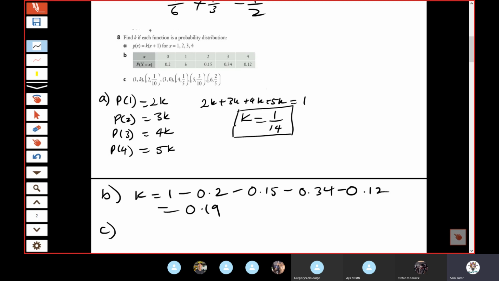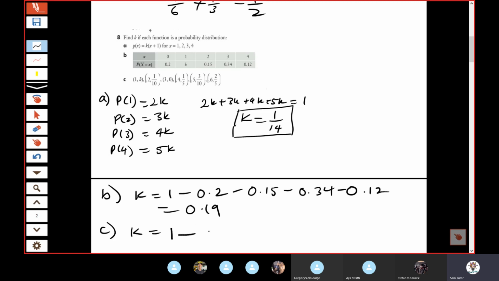Okay, C. How do we read this? Hopefully you remember, it's read exactly the same as the table here. The probability of getting 1 boy is k. The probability of getting 2 boys is 1 on 10. The probability of getting 3 boys is 0. The probability of getting 4 boys is 1 on 5. Probability of having 5 boys is 3 on 10. Probability of having 6 boys is 2 over 5. That's the logic. So to find K, it's very easy.